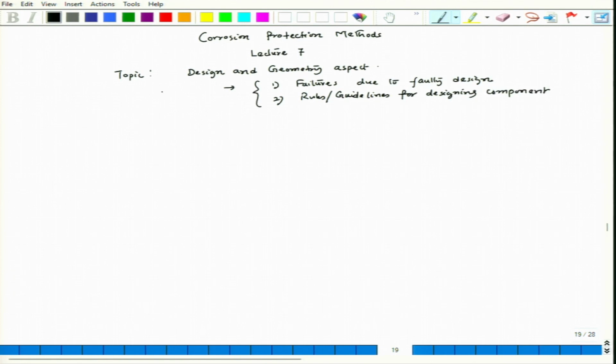Both are towards corrosion protection. That means once we know failures due to design aspect, we can actually find out or formulate rules as well as guidelines for designing components. If we look at our previous lecture, lecture 6, we talked about several factors which can influence design, and while discussing that, we talked about some of the failures that can happen. It is not all, we are just listing down some failures due to faulty design.